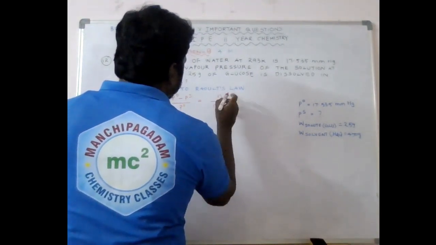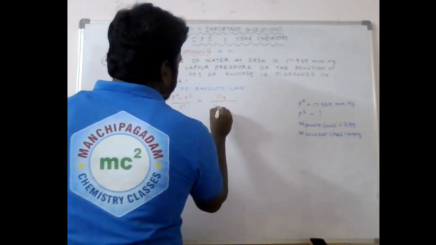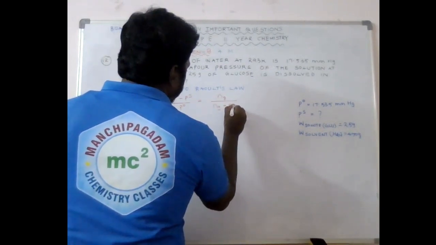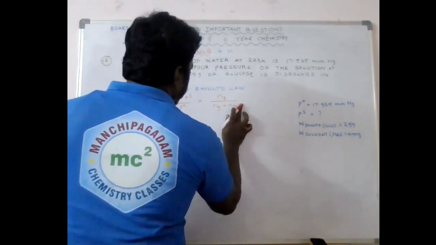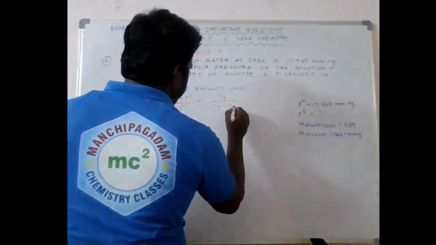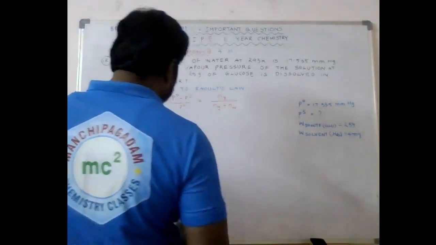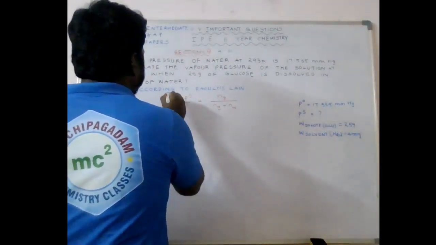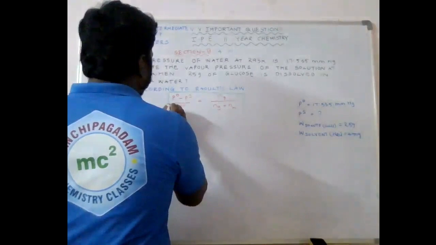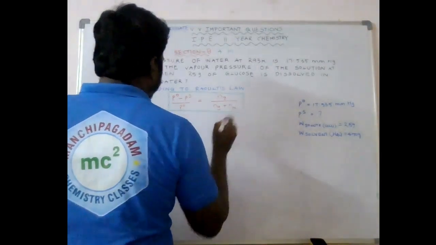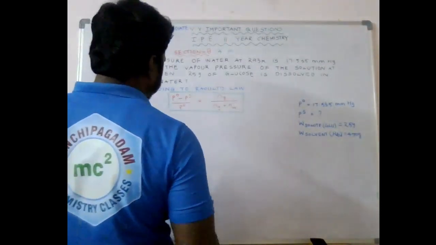Solute is what here? Glucose, N glucose. So here it is N glucose plus N water, where you can take W for water. P naught value is given, yes or no? 17.535. PS value we have to find out, and the number of moles of glucose also we have to find out.